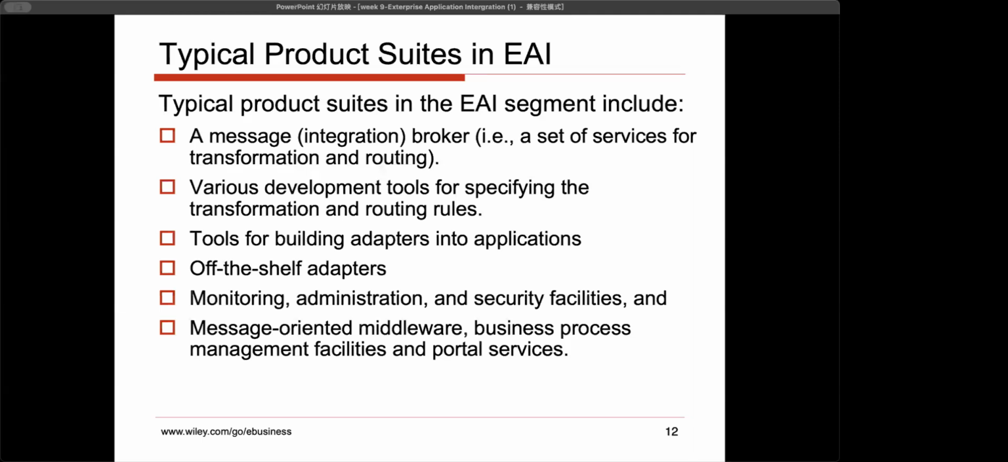And typical product suites in the EAI segment include a message broker, various development tools for specifying the transformation and the routing rules, tools for building adapters into applications, off-the-shelf adapters, monitoring, administration, and security facilities, and message-oriented middleware, business process management facilities, and portal services.